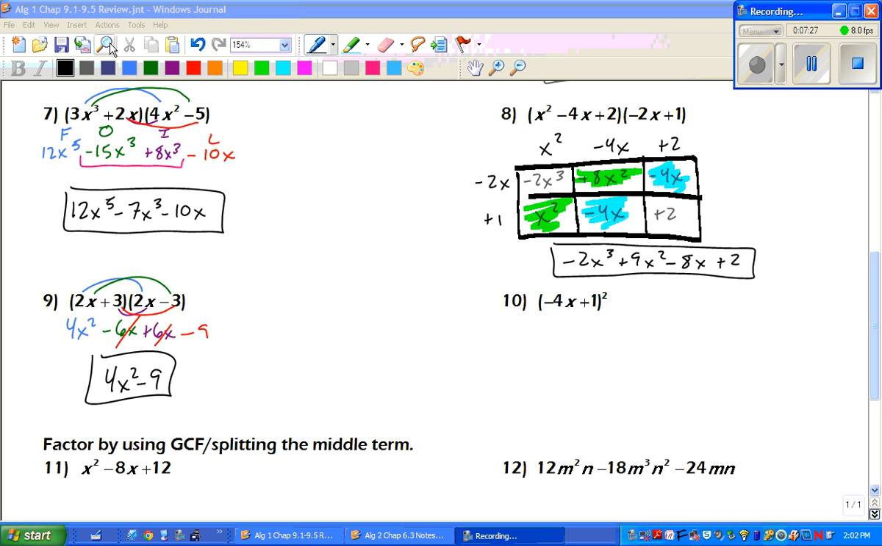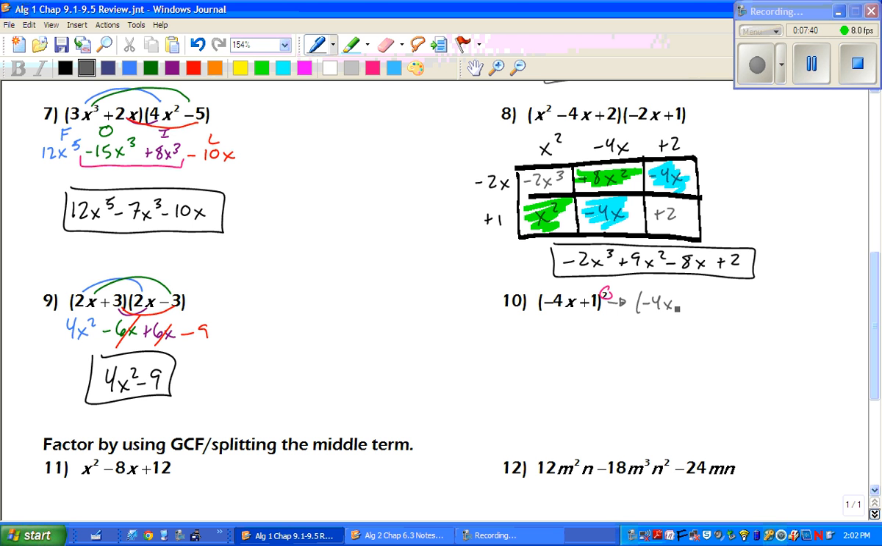Okay, you should have gotten 4x squared minus 9. Your middle terms end up canceling out. All right, with number 10, we have to remember that that exponent means that there's 2 of the bases, which means you're doing negative 4x plus 1 times negative 4x plus 1.